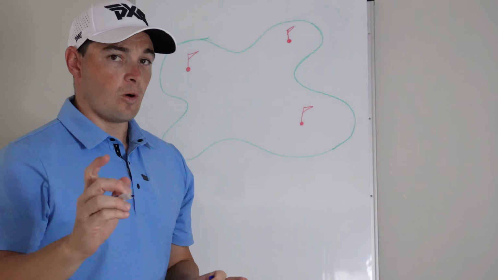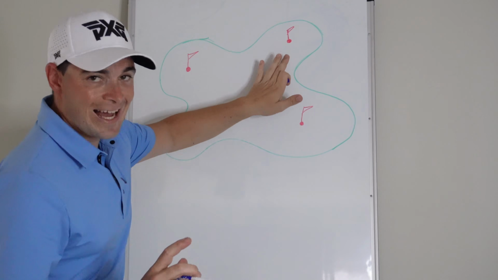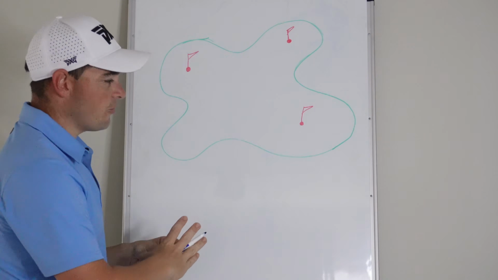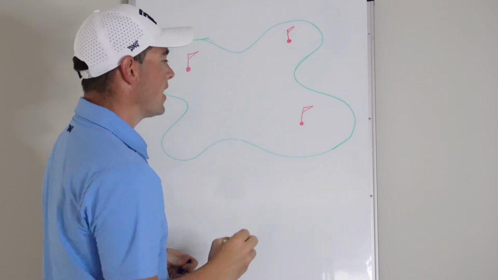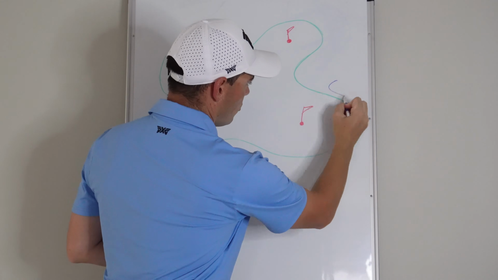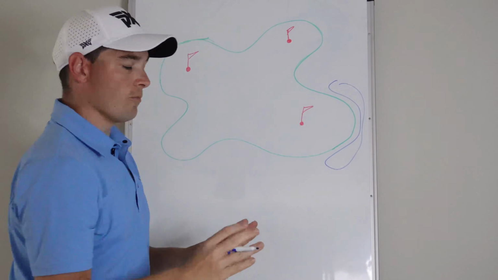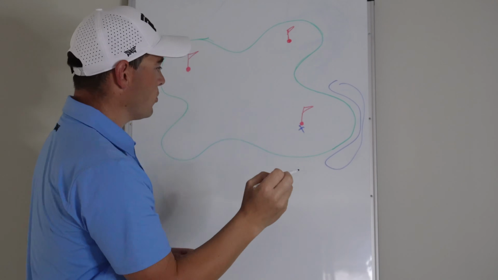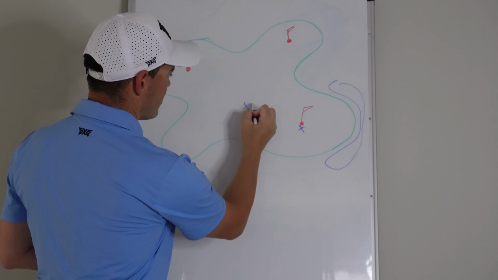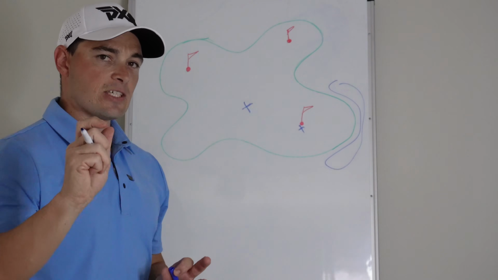Well, in my opinion, what we should do is we should move our target more left. So if you're someone who always hits it out to the right, let's say we're going for this flag, it's front right, and there's water all the way on this right-hand side. Well, the first thing we'd want to do is instead of aiming for this flag here, we would want to aim more in the center of the green. Now, here's what will happen.